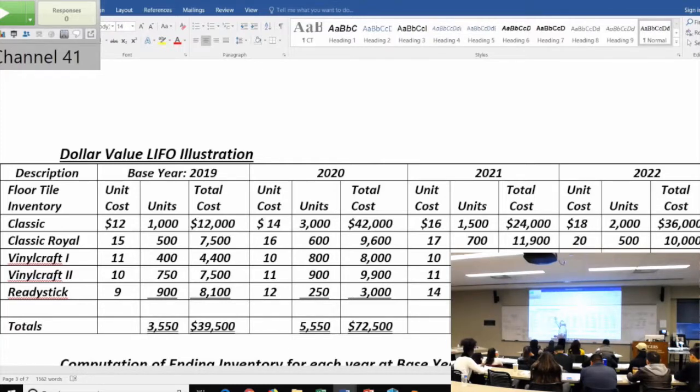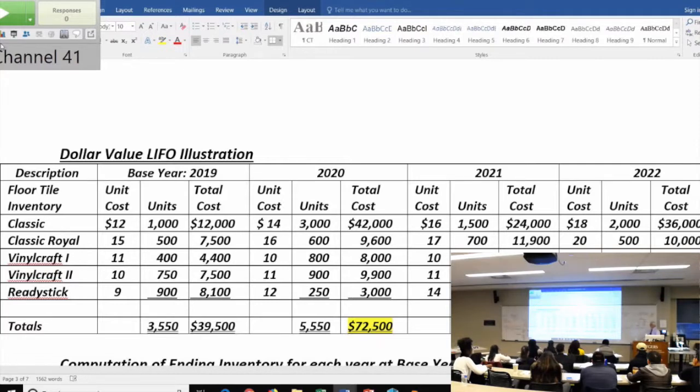And this is the base year, which was 2019. And then when you look at 2020 and 2021 and 2022, you see that the prices are increasing. But these are the current costs. So if you look at the bottom line here, everything here is at current cost. So this is going to be current. This is your FIFO or replacement cost number.